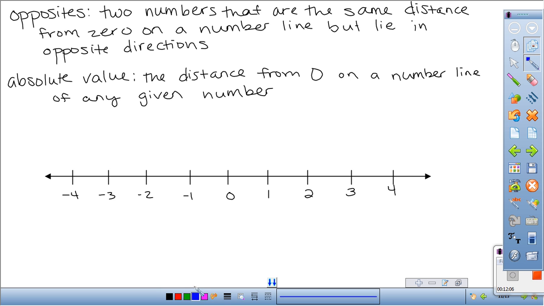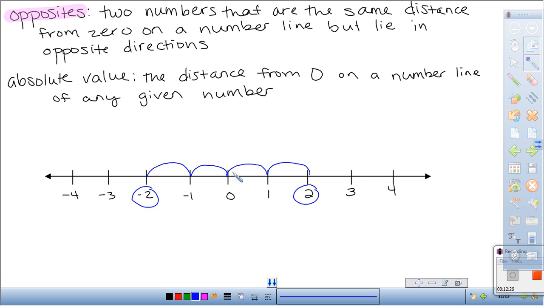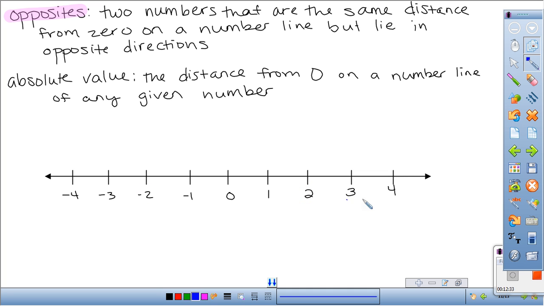Okay, let's talk about opposites now. Opposites are two numbers that are the same distance from 0 on a number line, but lie in opposite directions. So for instance, the number 2 and -2 would be opposites because they are the same distance from 0. This is 1, 2 away, and this is 1, 2 away, but they lie in opposite directions. So there's an example of 2 and -2. Also 3 and -3, or 4 and -4, all of those are opposites.